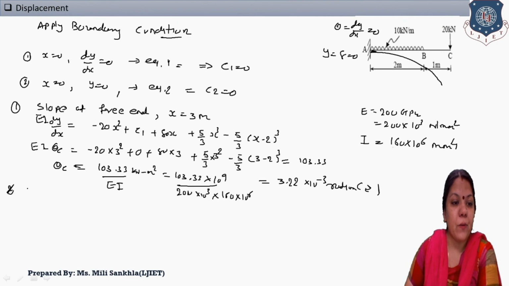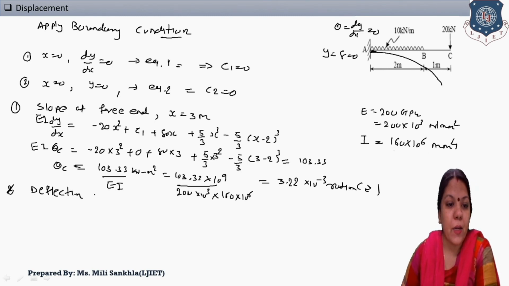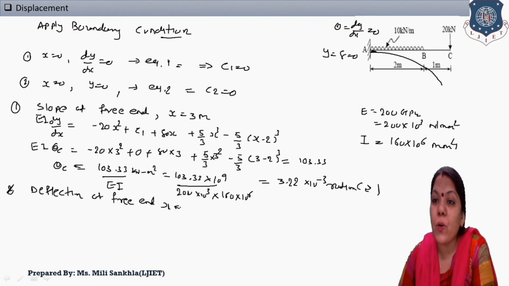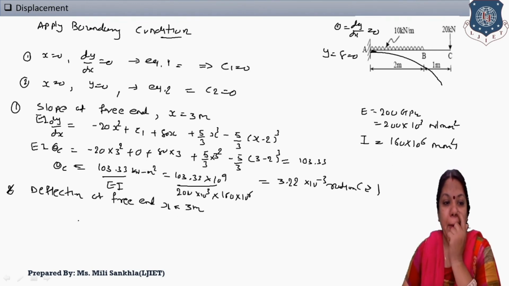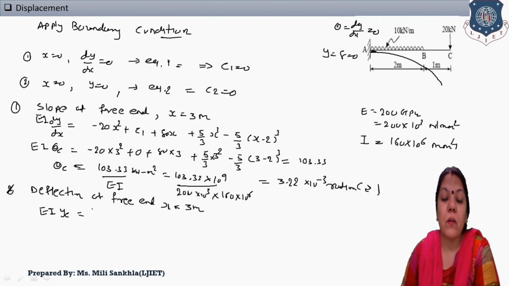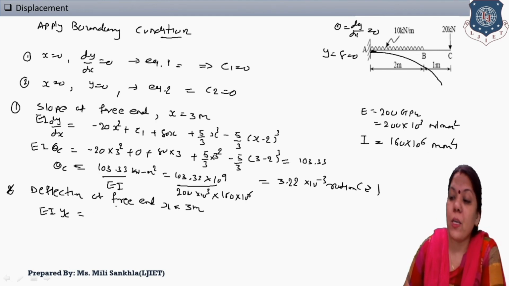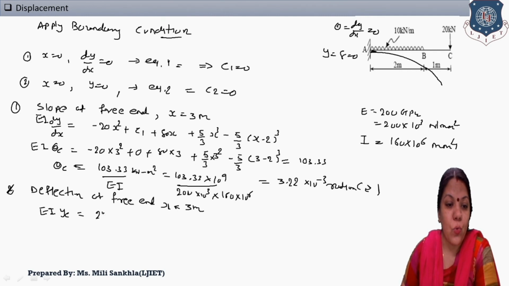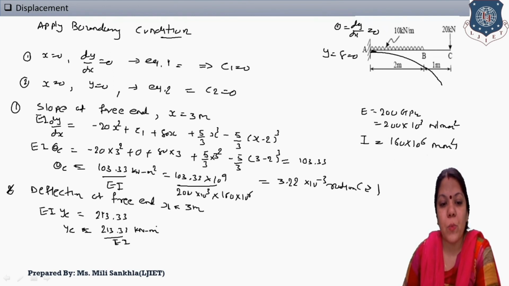Now second, find deflection. Okay, and again this deflection, that is we find deflection at free end. Okay, at free end x is equal to 3 meter. Right here x is equal to 3 meter. Next, what is the equation of deflection, EI YC? And after simplifying the equation at x is equal to 3, we get answer 213.33. Okay, now what is YC? YC is equal to 213.33 divided by EI, and the unit of this numerator is kilonewton meter cube.